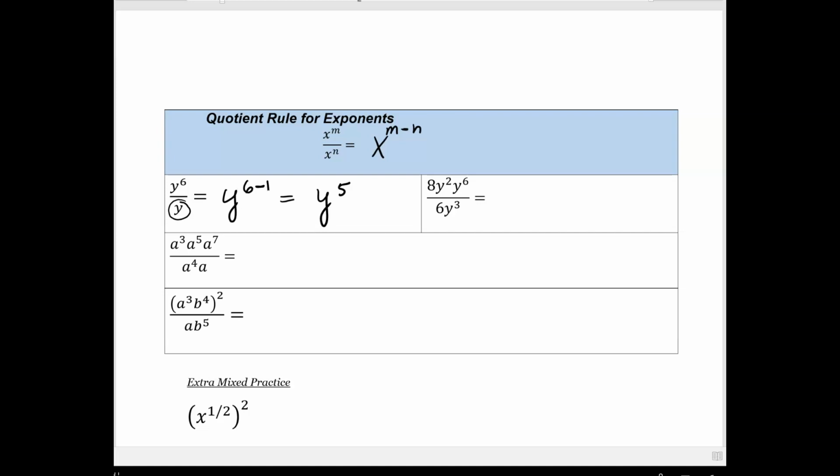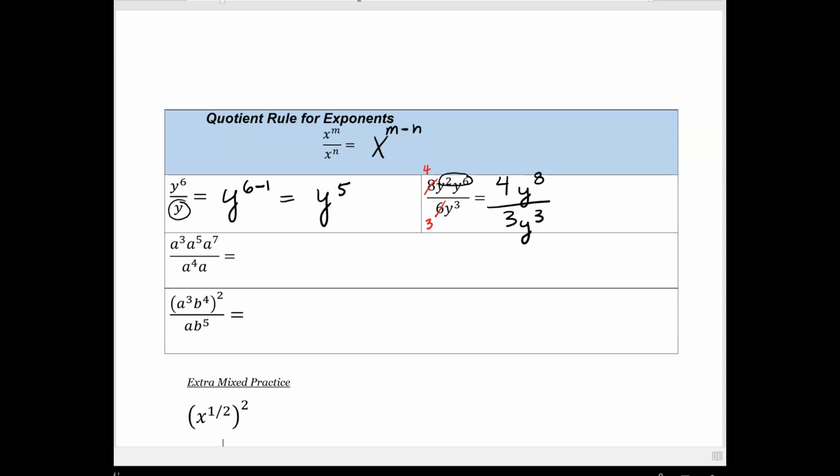Next, we have this example. Notice that you could clean this up just a tad, right? Because 8 and 6 have the factor of 2 in common. So 2 goes into 8 4 times, 2 goes into 6 3 times, right? And then we have 4, right? We can add these exponents here since we have the same base, y to the 8th power over 3y cubed.